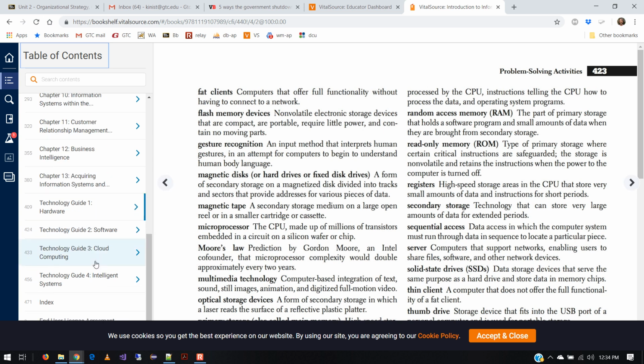All right, but the technology guides are at the end of the book, and the first one that we're looking at is the one about hardware. And hardware really relates to the physical aspects of information technology. And when we say the phrase information technology, we do mean the hardware. And if you guys haven't figured out yet, information systems are about the information that goes through these devices, not about the hardware. So when you hear somebody say information systems, it's not hardware related. Information technology is hardware related.